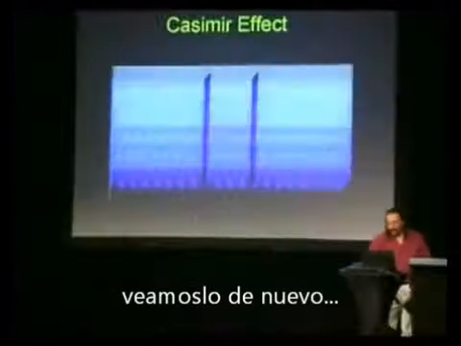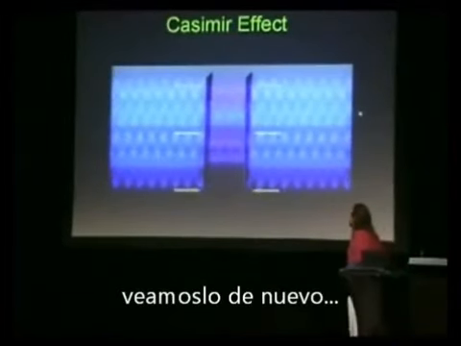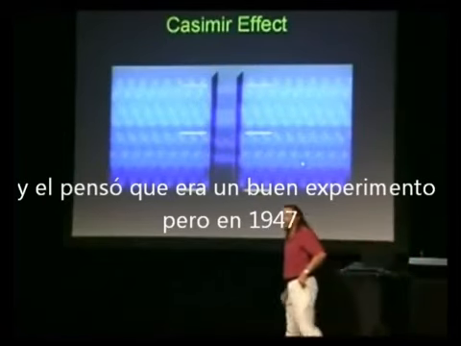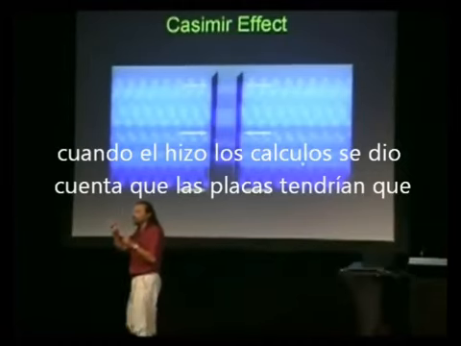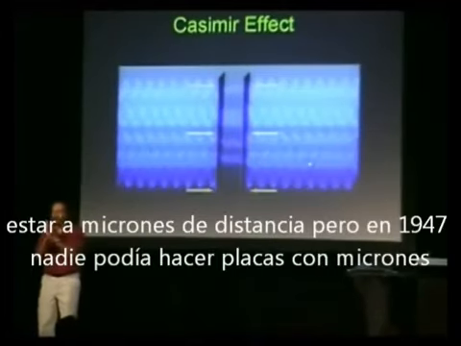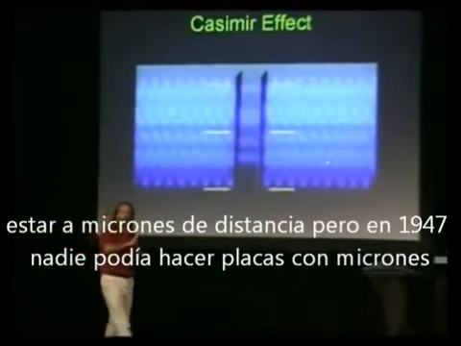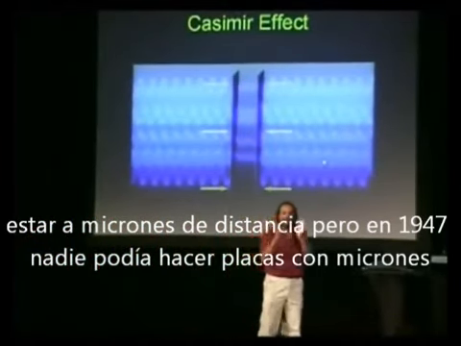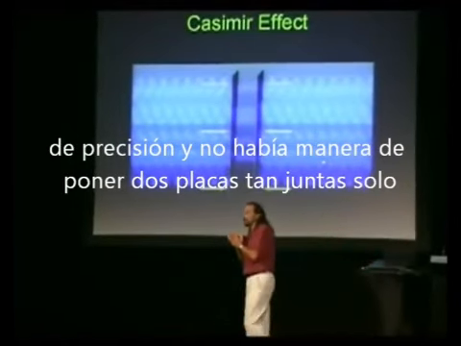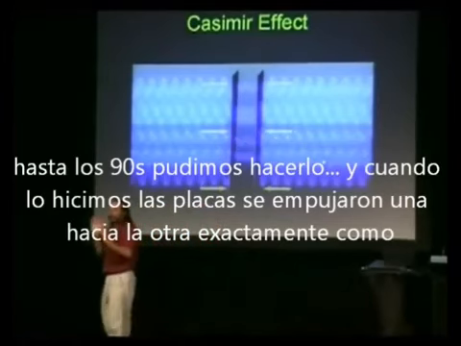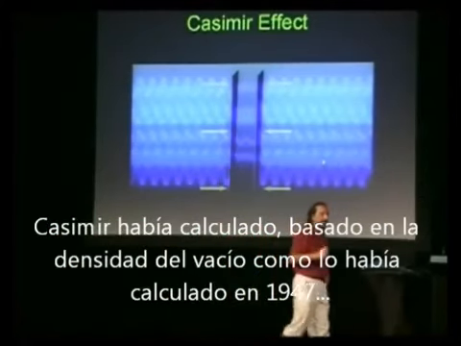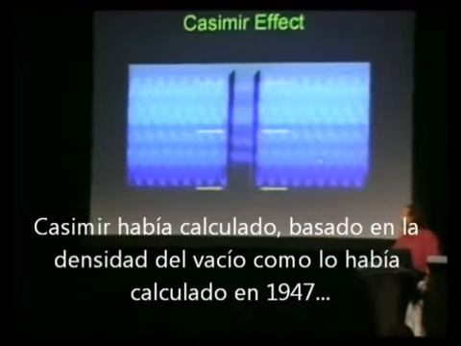Should I play that again? He thought, oh, that'd be a good experiment to put together. But in 1947, when he made the calculation, he realized the plates would have to be microns apart. In 1947, nobody could mill micron precision plates, so there was no way to get two plates that close together. It took until the 90s before we were able to do that. And when we did, the plates pushed together exactly as Casimir had calculated they should, based on the vacuum density that he calculated in 1947.